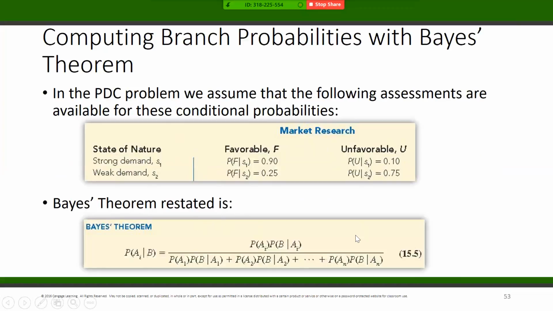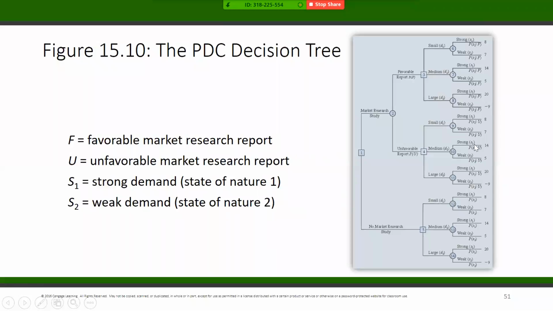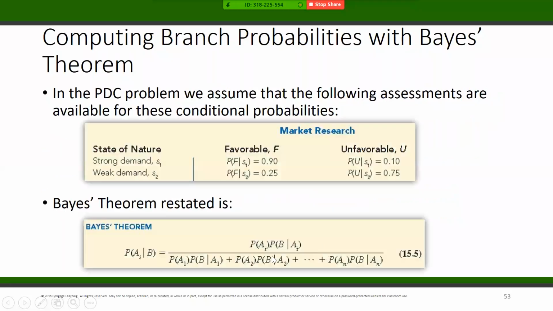And Bayes' theorem is stated as follows, and I'm not going to read it. That's Bayes' theorem, and you just have to plug in all the values that we know. Basically, you plug in the values from all these items here, and that's going to get you what you need for Bayes' theorem.